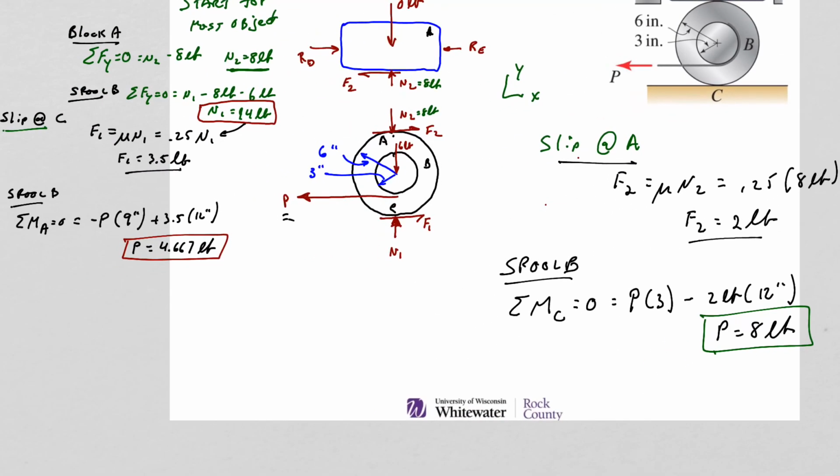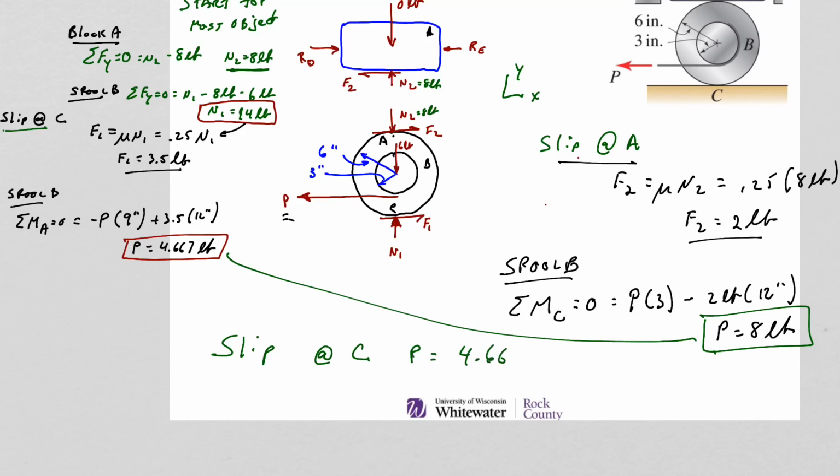So what does this tell us? We compare these two, and we get slip at the lower value of the two. So we are going to get slip will occur at C with P equal to 4.667 pounds.